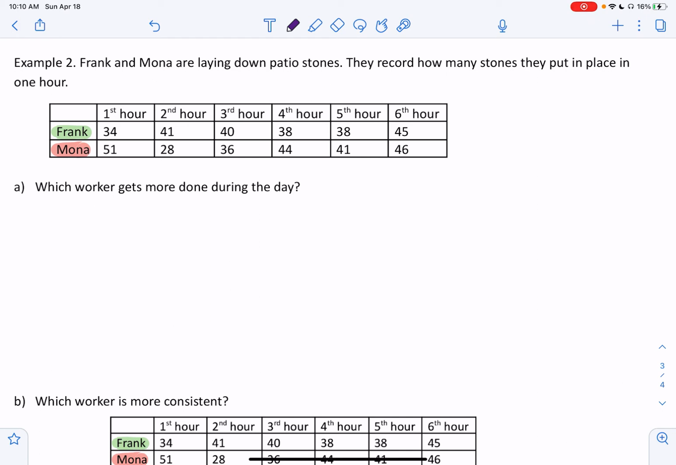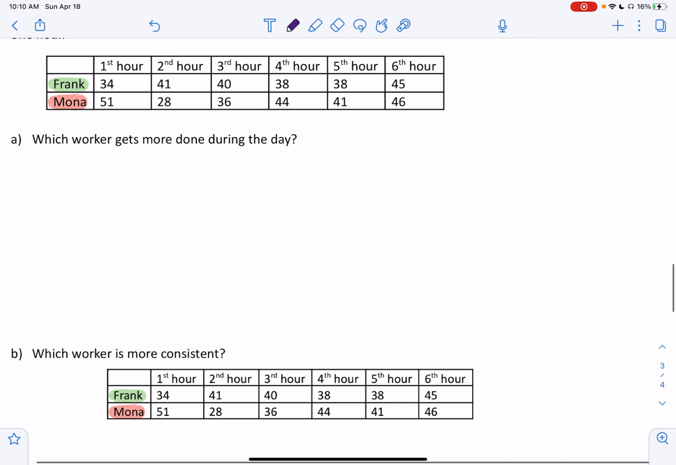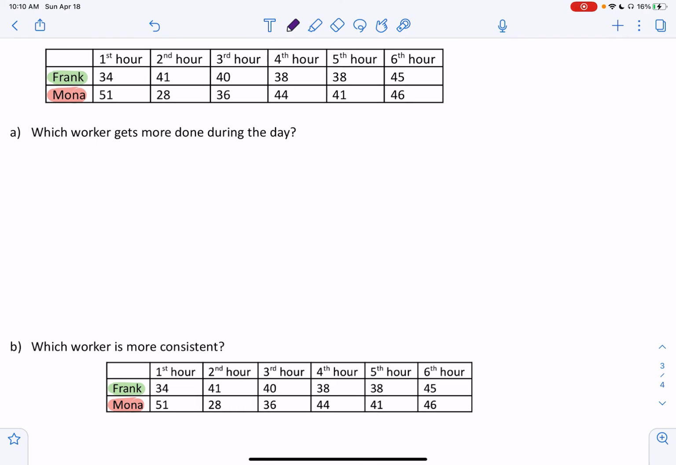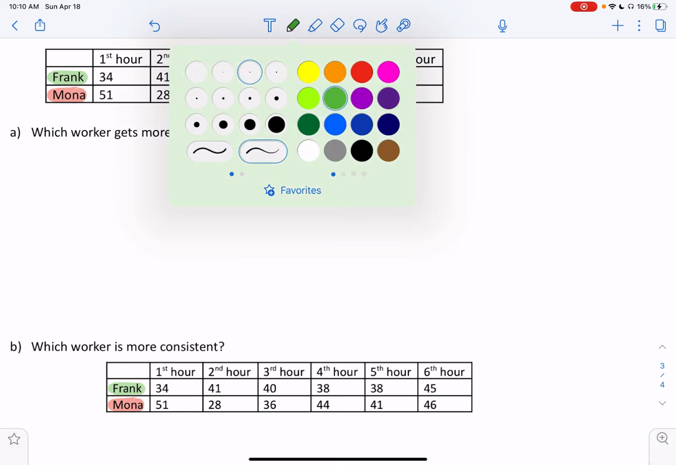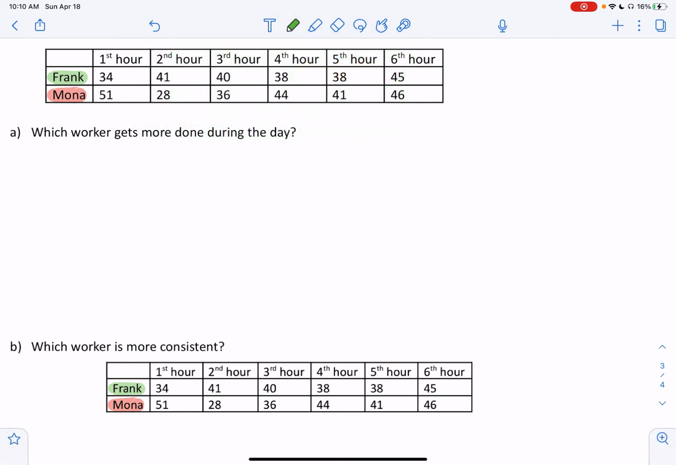So for this example, Frank and Mona are laying patio stones and they record how many stones they put in place in 1 hour. That's what this chart represents. And we want to start by determining which worker gets more done during the day. To do this, we are going to use our mean. We want to figure out per hour who is putting the most patio stones down. So on average, which means the mean, who is laying the most patio stones? That means we calculate our mean.